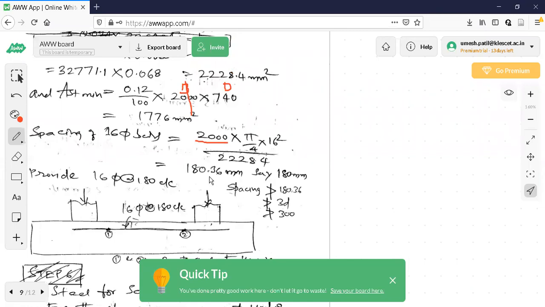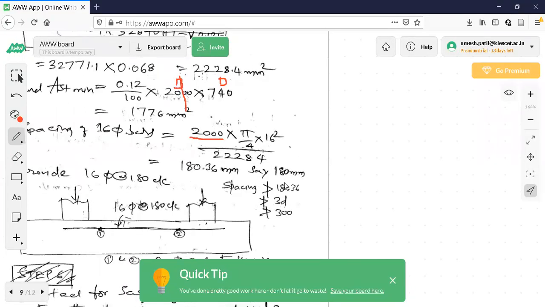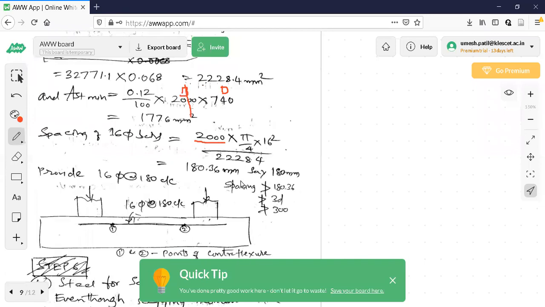Normally, here also students are committing mistakes. Normally they think this is 1000. That is what we studied in design of slabs. Here 2000 should be taken. 2000 means width of the footing should be taken. If the width is different, whatever width is there, here it is 2000. So 180.36, say 180 mm center to center.